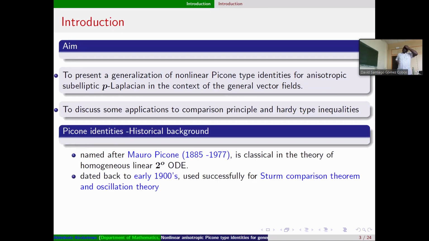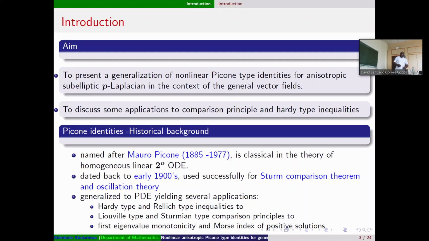Now, for the purpose of history, the Picone identity, as the name implies, was named after the Italian mathematician Mauro Picone, who lived between 1885 and 1977. The Picone identity was originally developed to study systems of second order linear ordinary differential equations, and he was able to prove the Sturm comparison theorem and oscillation theory for that system using the identity.